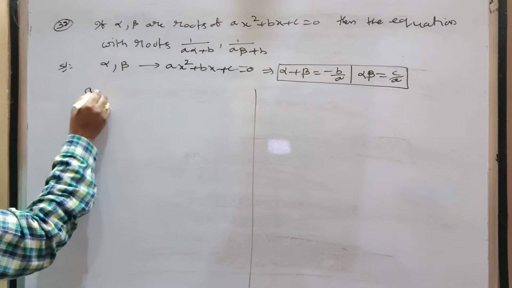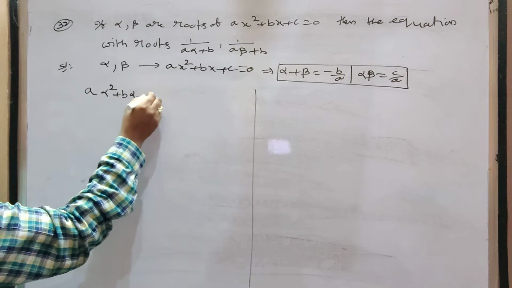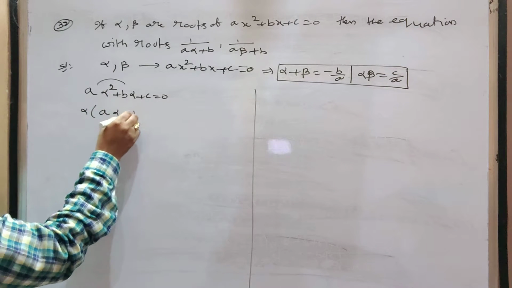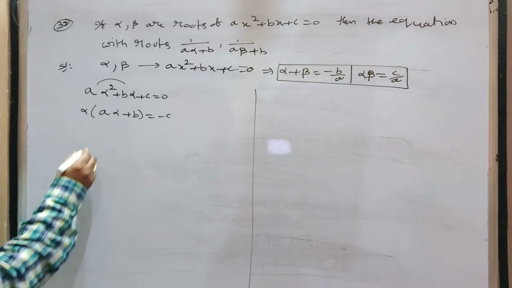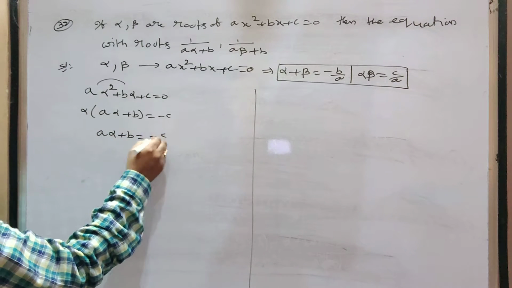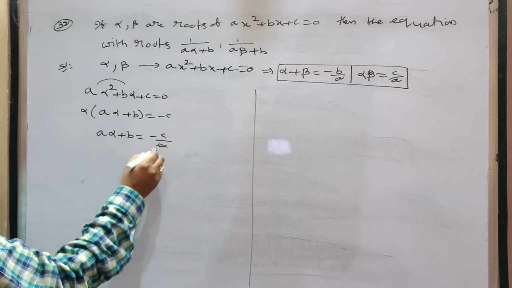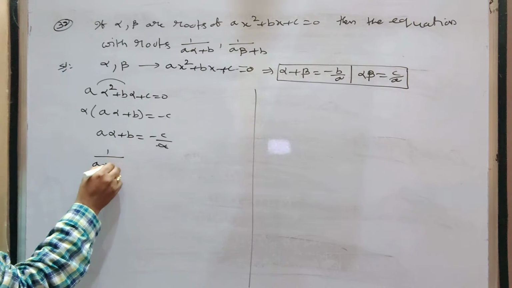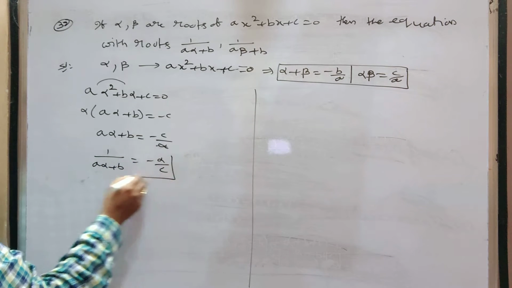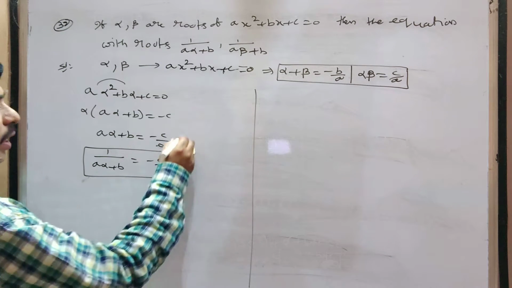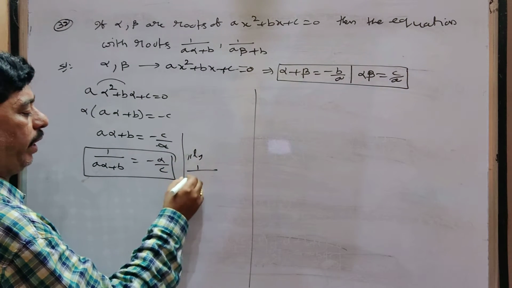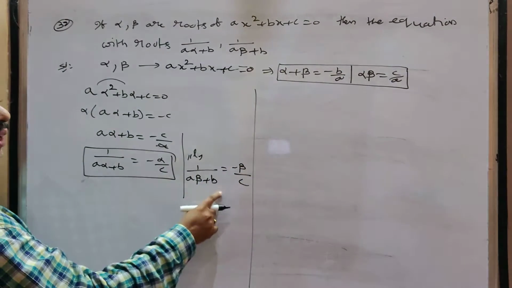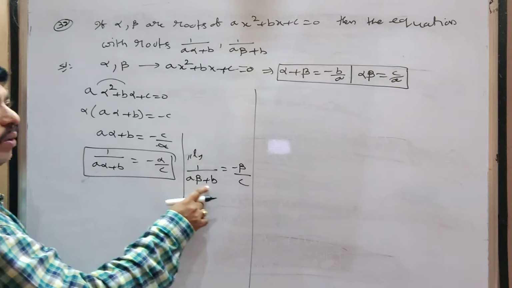We get a alpha square plus b alpha plus c equal to 0. For the first two terms, alpha common: alpha into a alpha plus b equal to minus c. So a alpha plus b equal to minus c by alpha. Taking the reciprocal, 1 by a alpha plus b equal to minus alpha by c. Similarly, 1 by a beta plus b equal to minus beta by c. In place of alpha, you can take the beta.